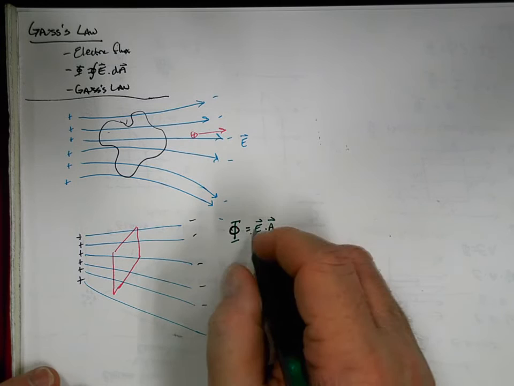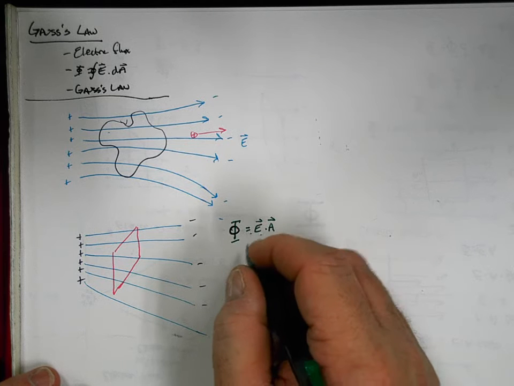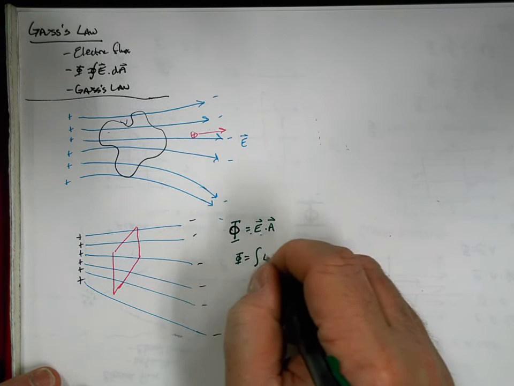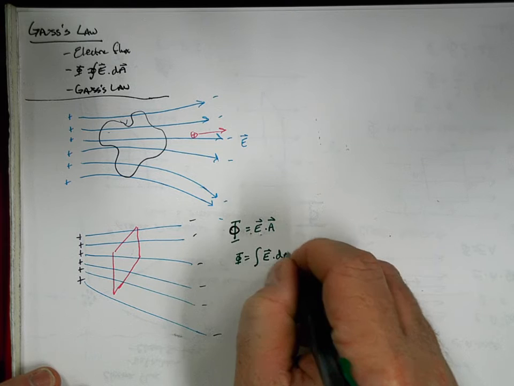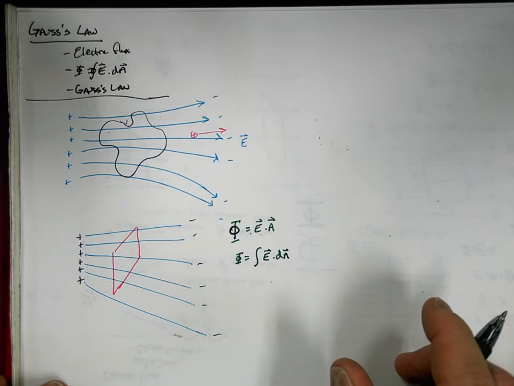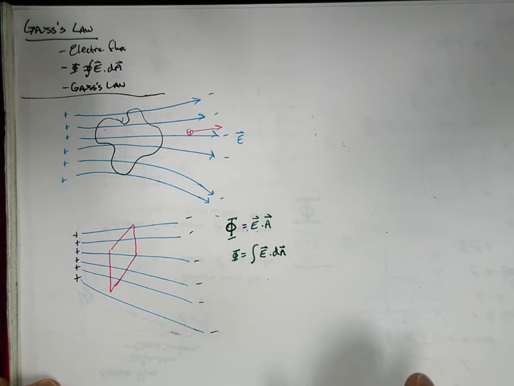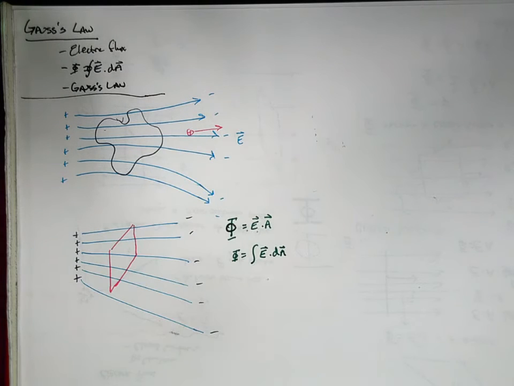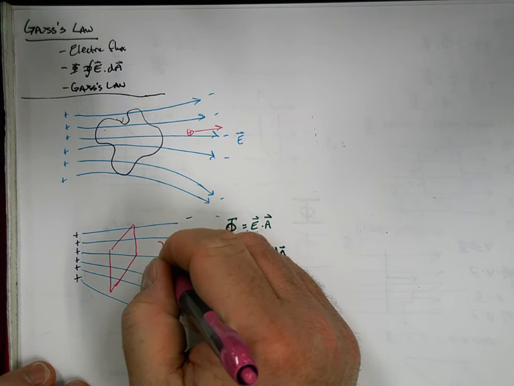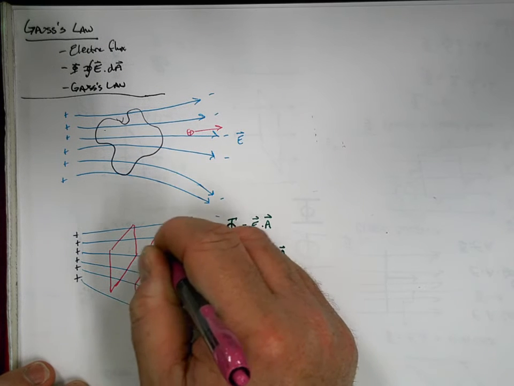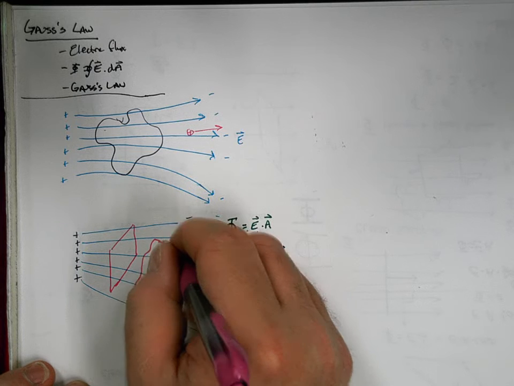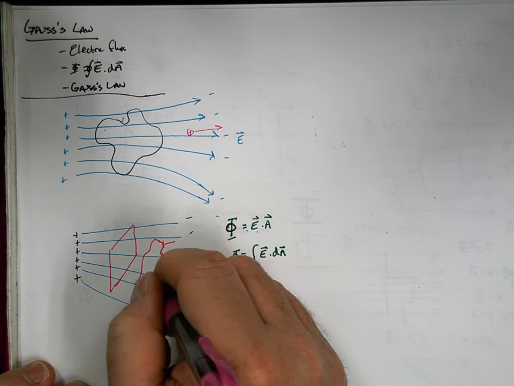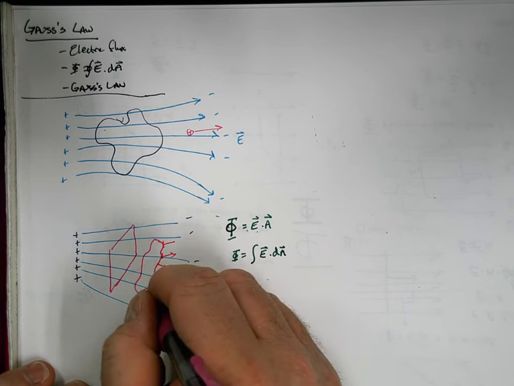But that's just for one particular point. If we have a varied surface, then flux equals the integral of E dot dA. And so if we have a volume here, here is a dA going that way, and a dA going that way, and a dA going that way, and a dA going that way.